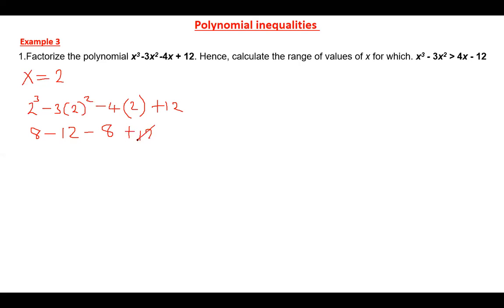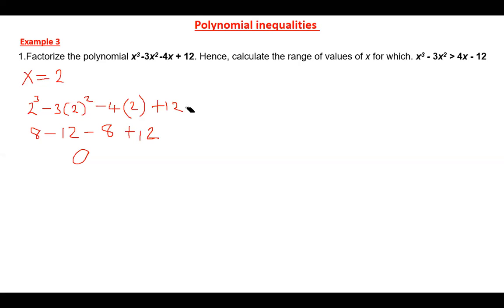You can see that this positive 12 and this negative 12 are cancelling. The same applies to this positive 8 and that negative 8. So when you add those, you are getting a 0. So when you get a 0, just know that x is equal to 2 is part of the zeros. These are called zeros.